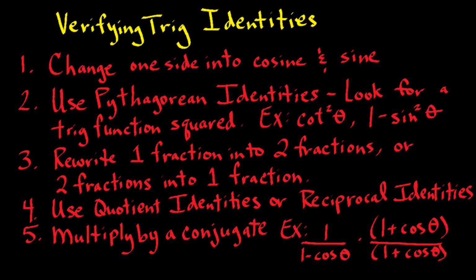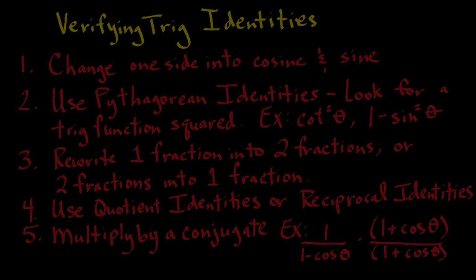And the one that students often have trouble with is number 5 here, multiplying by a conjugate. So what happens is we might have something like 1 over 1 minus cosine theta, and this is kind of a clue that if we multiply by the conjugate of 1 minus cosine theta, which is 1 plus cosine theta, over itself, in the denominator we would get 1 minus cosine squared theta, and that's one of our Pythagorean identities.